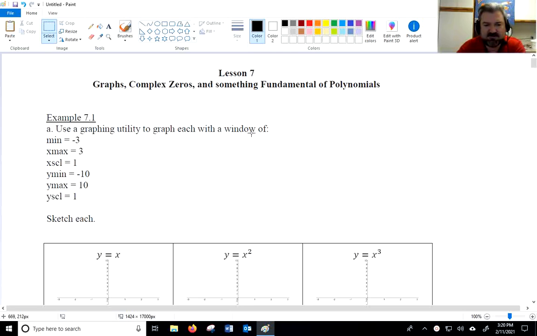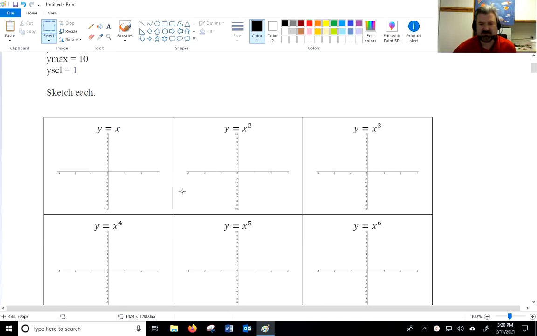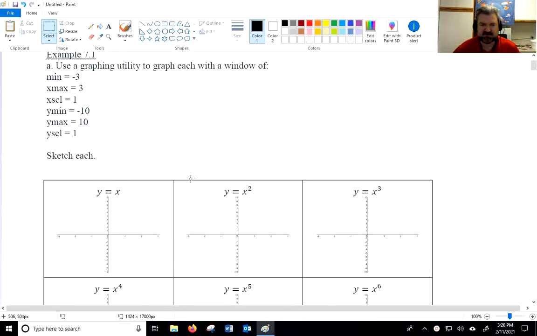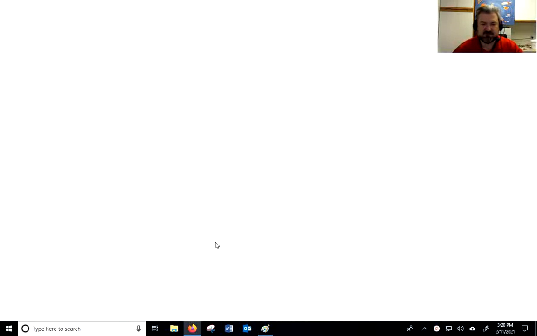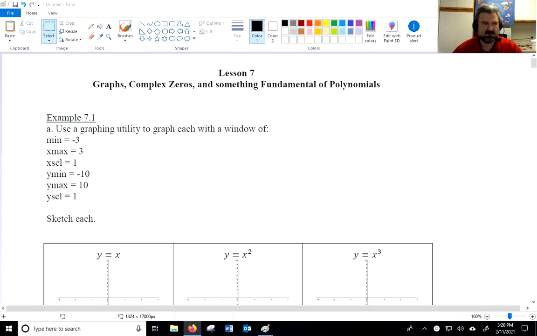So I'd like us to start with a graphing utility window I've got set up that you can follow along, and we're just going to graph the functions y equals x all the way up through y equals x to the sixth. So without further ado, let's go ahead and bring that up here. I'll bring up Desmos.